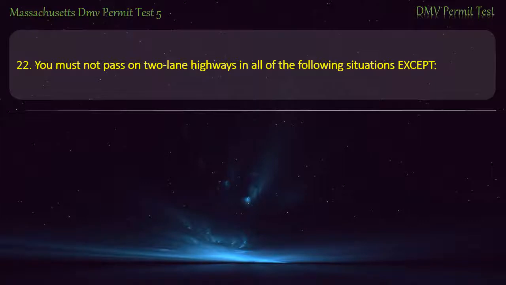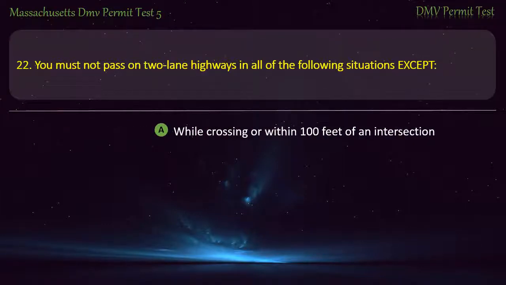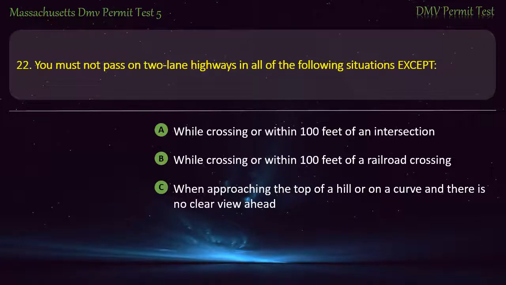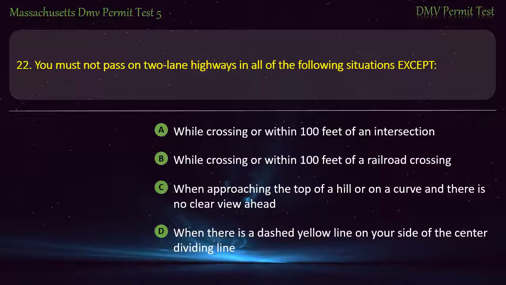Question 22. You must not pass on two-lane highways in all of the following situations except: while crossing or within 100 feet of an intersection, while crossing or within 100 feet of a railroad crossing, when approaching the top of a hill or on a curve and there is no clear view ahead, when there is a dashed yellow line on your side of the center dividing line. Answer: When there is a dashed yellow line on your side of the center dividing line.